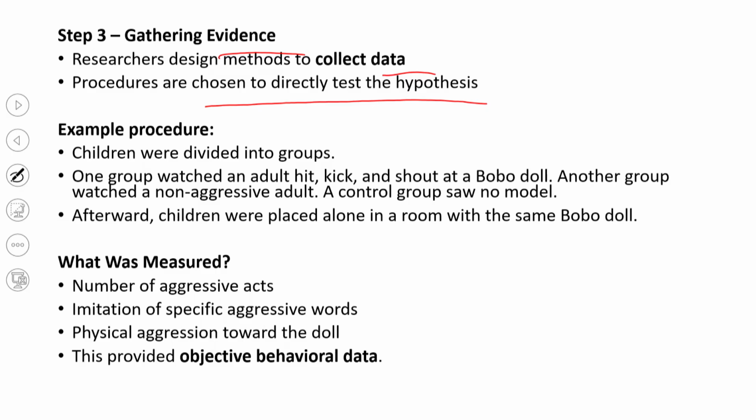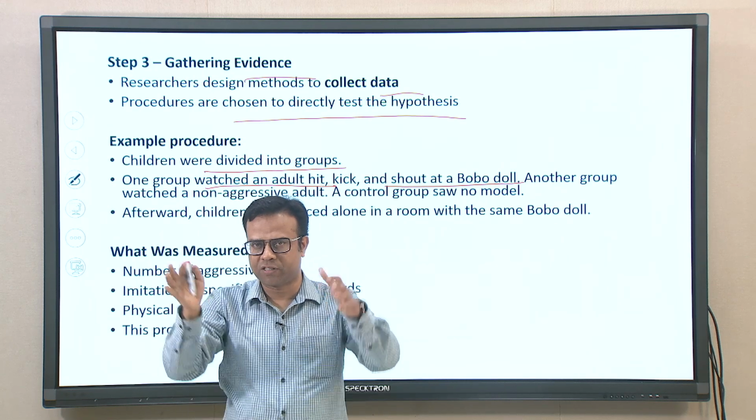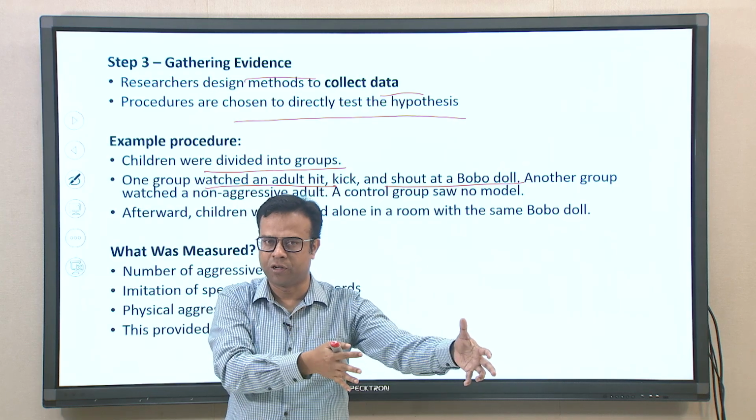For example, in the earlier example of the Bobo doll experiment, how did they collect data? Children were divided into different groups. One group watched an adult hit, kick and shout at a Bobo doll. These are life-size, big dolls. A video clip was shown to one group of children, in which an adult was hitting, kicking and shouting at a doll. They were just behaving aggressively towards a doll.